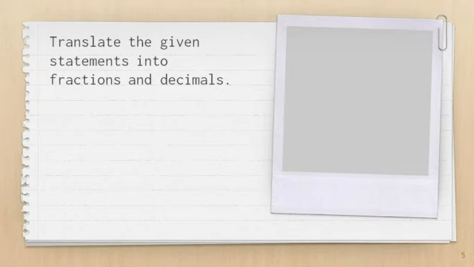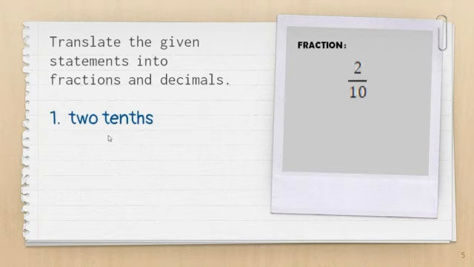In learning task number 1 in your module, it says you need to translate the given statement into fraction and decimal. So there is a given statement, and you need to convert or translate it into fraction and decimal. So let's have number 1. Number 1 is 2/10, right? Into fraction, that's 2/10.